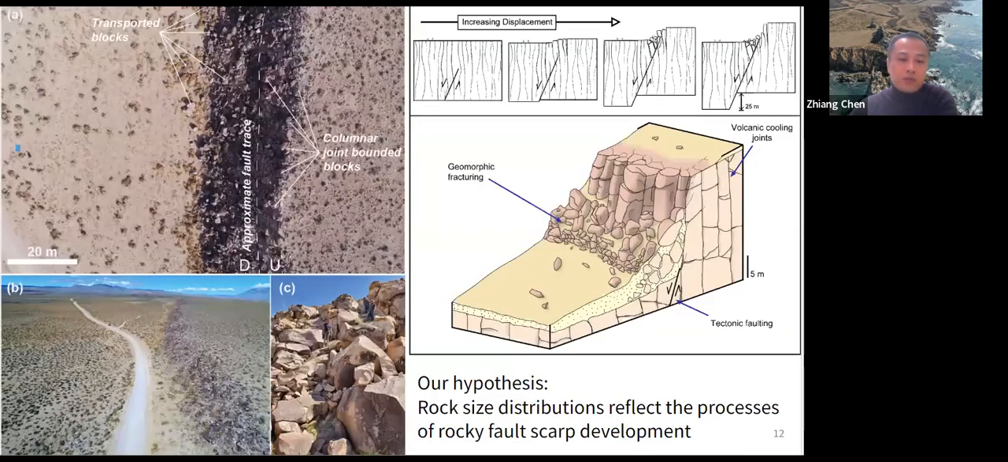So there are three major steps in the formation of rocky fault scarps. Initial cooling of extrusive volcanic rocks forms columnar joints, which are those large blocks. We refer to this process as volcanic cooling. The second process is tectonic faulting. It offsets the columnar joints and exposes these large blocks at the surface, and those large blocks are visible in the field. Because of ground motion and chemical weathering, those large blocks might topple and fracture into small pieces. We call the last process geomorphic fracturing.